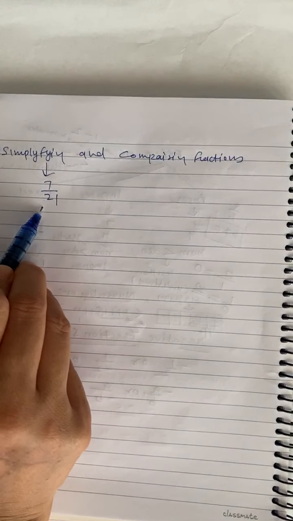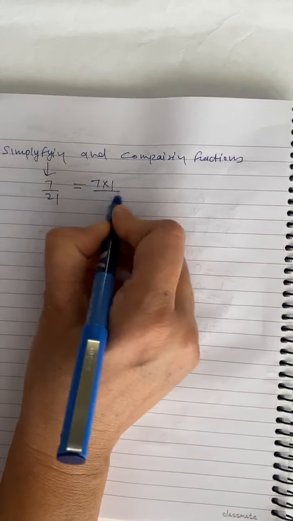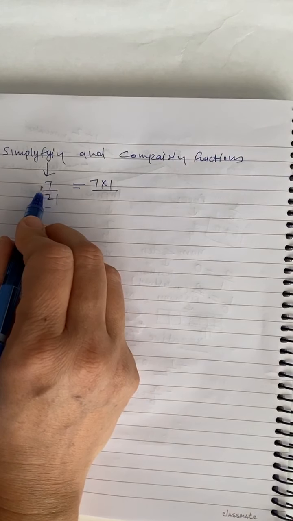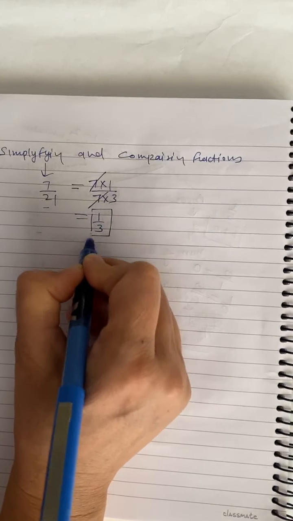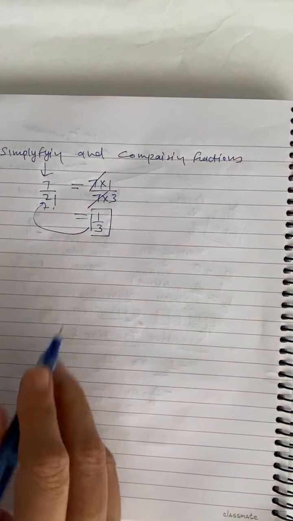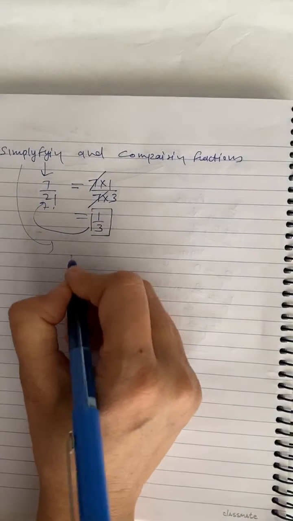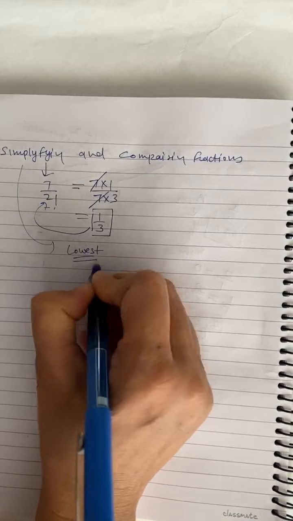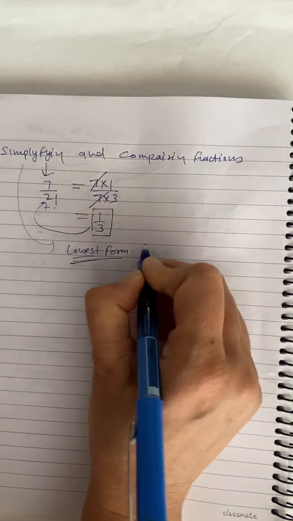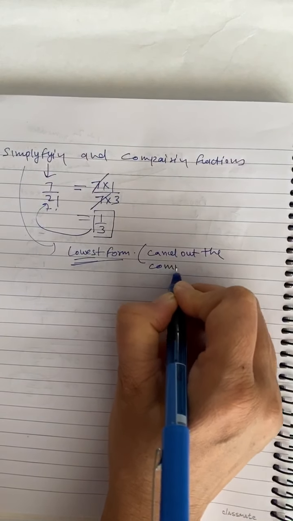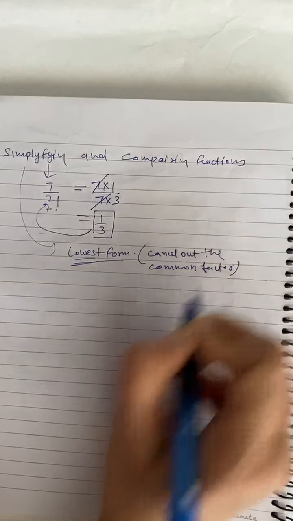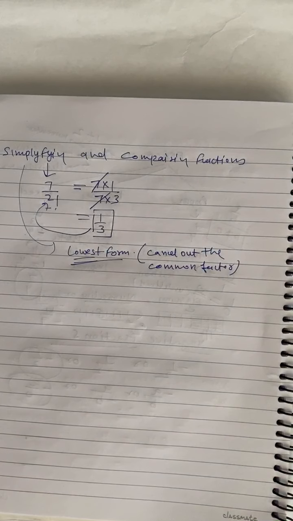I can see that for 7 and 21, if I rewrite this, I can write 7 as 7 times 1, and 21 is divisible by 7, so 7 times 3. So 7 is a common factor, so you cross out the common factors. So 1 over 3 is the simplification of 7 over 21. Simplification means you write your fraction in the lowest form, and to do that, you cancel out the common factor. So this is an example of simplifying fractions.